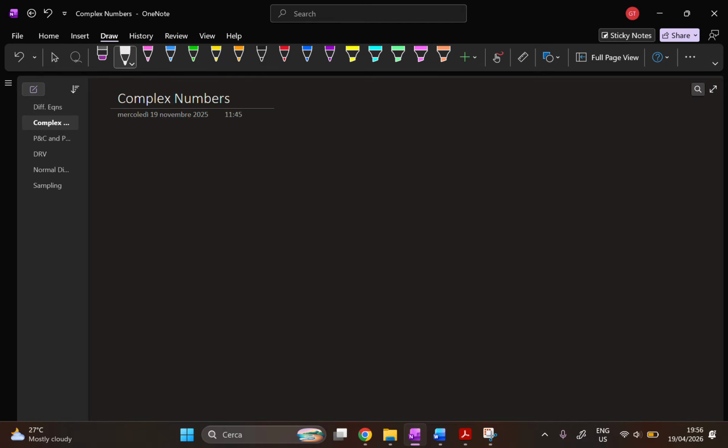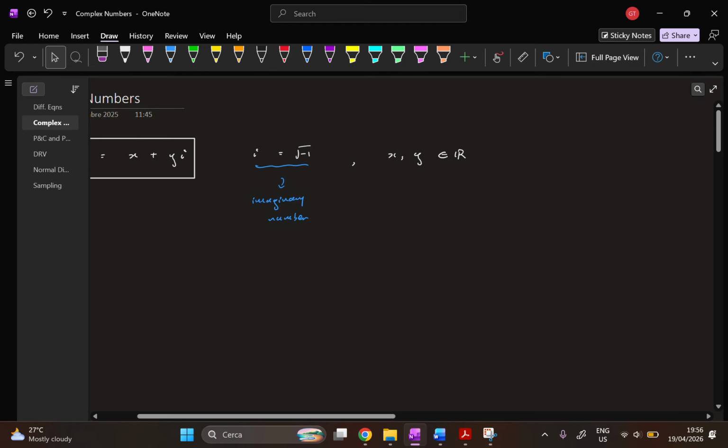Okay, so in general, a complex number z can be represented in Cartesian form x plus yi, where i is the square root of -1 and is therefore an imaginary number, and x and y are real numbers. So this is the Cartesian form of a complex number, and it is the only form that you are required to know under your new syllabus.